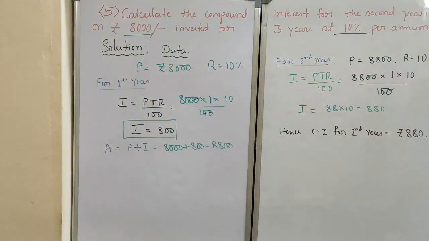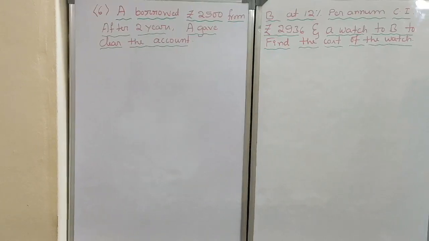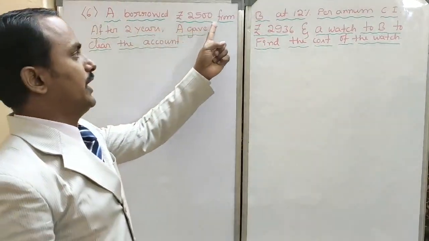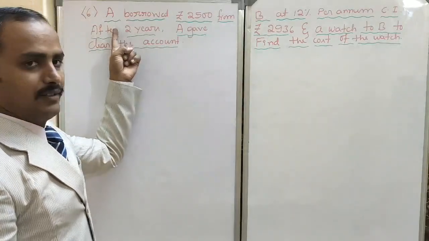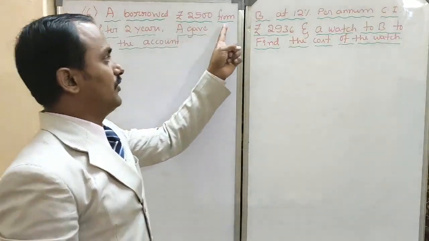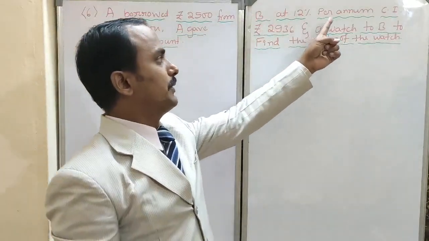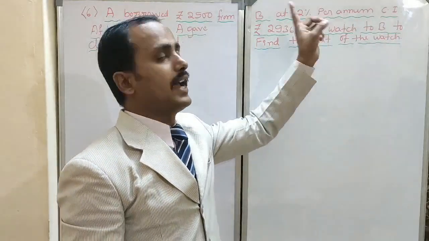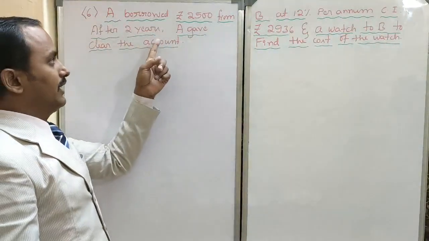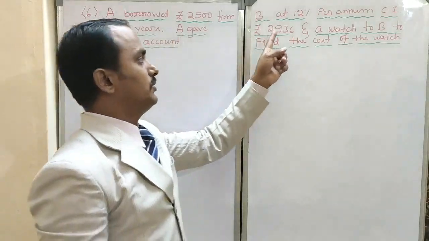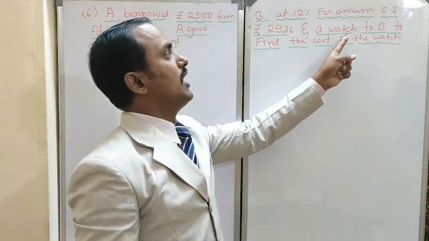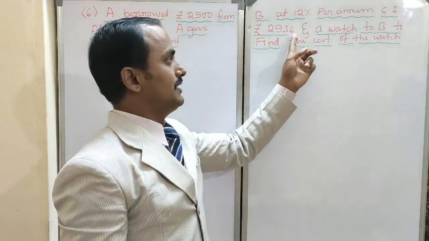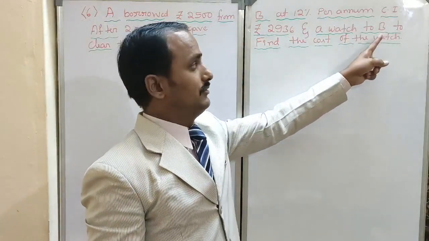Yes. Dear children, sixth problem, I will explain the question. A borrowed rupees 2,500 from B. Here the person's name is A. Person A borrowed rupees 2,500 from person B at 12% per annum compound interest. The rate of interest is 12% per annum. After 2 years, person A gave rupees 2,936 and a watch to B.